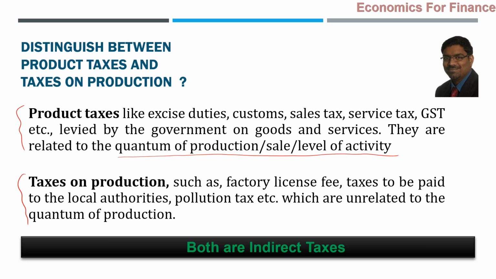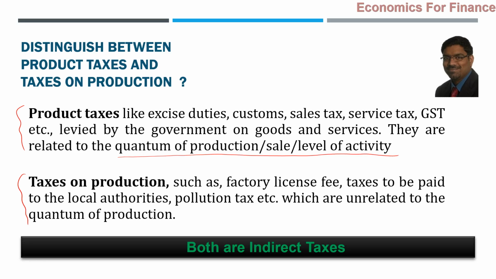Even for commercial operations, a commercial license is required. For any shop, a small shop also, for example, the municipality will collect some license fees. Is that based upon the volume? No, it is not based upon volume. It is generally fixed on some basis, usually on the basis of area. Not necessarily, but usually. That is an example of taxes on production. In the same way, the taxes to be paid to the local authorities like property tax, pollution tax, etc. These are called taxes on production.